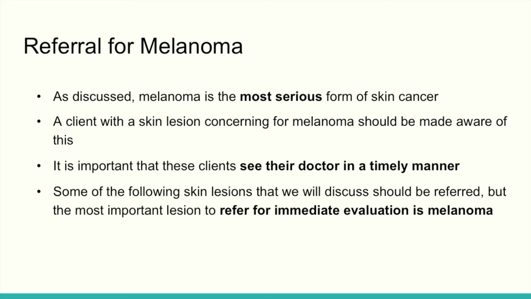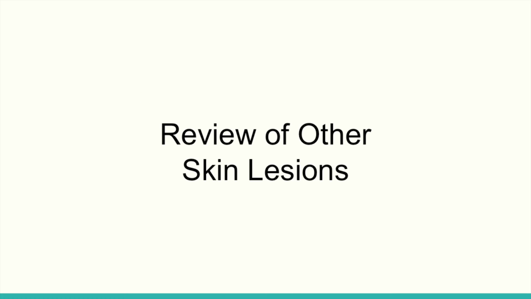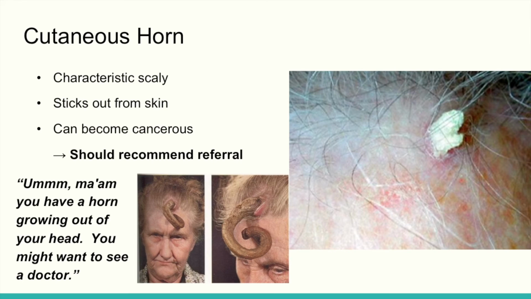We're also going to talk about some other skin lesions now that should probably be referred, some of them not, but there's not the immediacy of when you see melanoma. We should be aware that these are also, some of them, concerning, and some of them look an awful lot like melanoma. So the first one we'll start with is cutaneous horn. You may not have seen this, but if you do, you'll absolutely recognize it. It's usually very scaly. They do look like horns. They can become cancers. They should be recommended for referral. If you see this, you're probably going to say something.